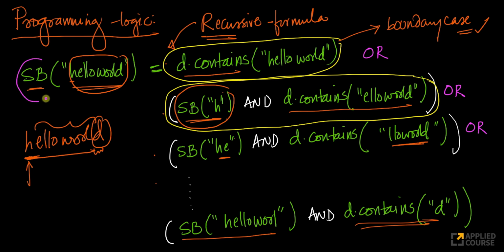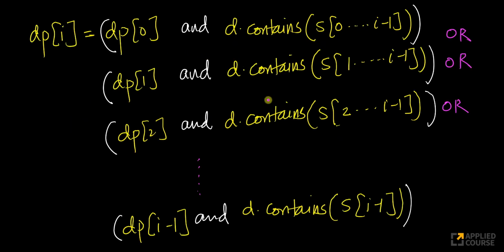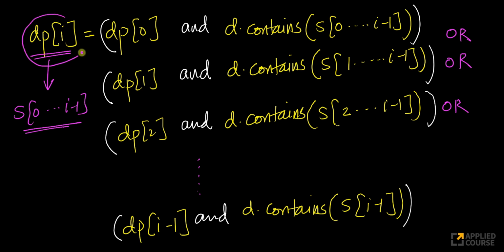Now, instead of writing this recursion using the function SB or string break, if I have to write it using my DP array, this is my memoization array, right? How do I write it? Very similar logic. What is DP of I? DP of I basically means string from 0 to I minus 1 can be constructed using my dictionary D. When will this be true? This will be true only when DP 0 is true, and DP 0 is by default always true, right? That's what I said. And D contains this whole string.